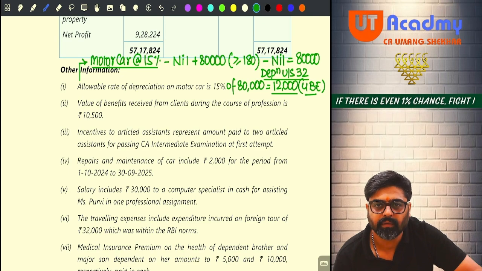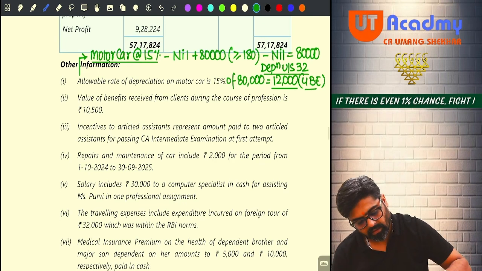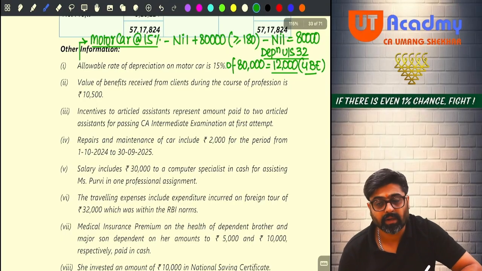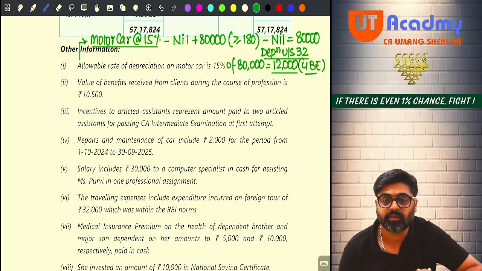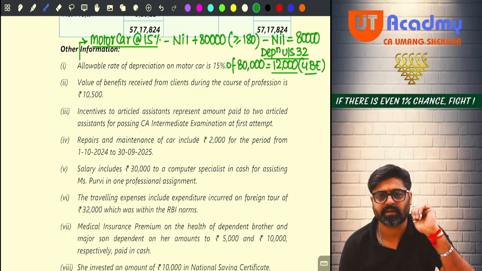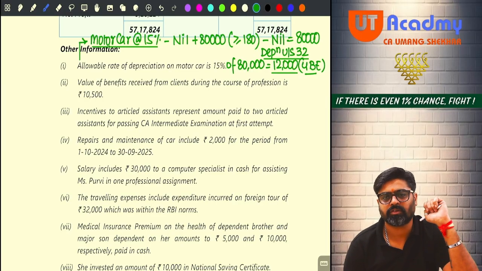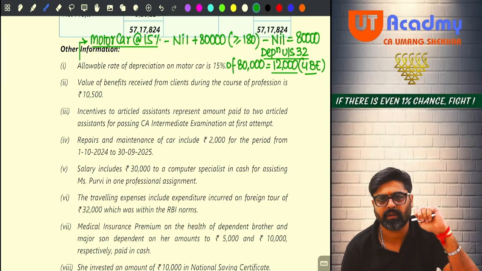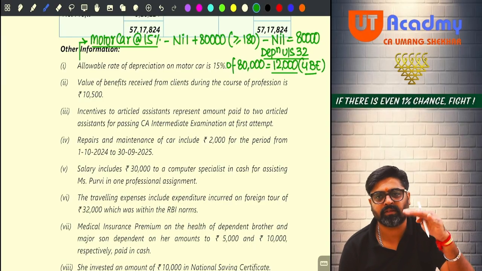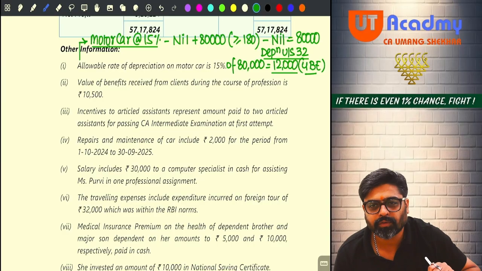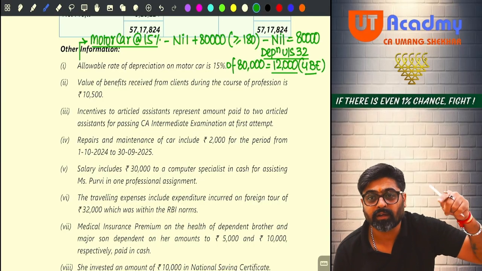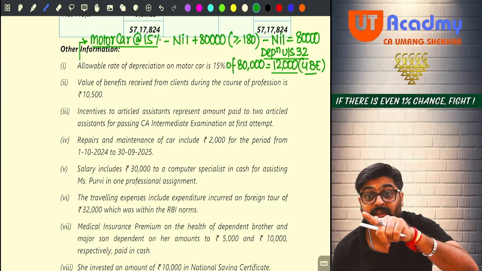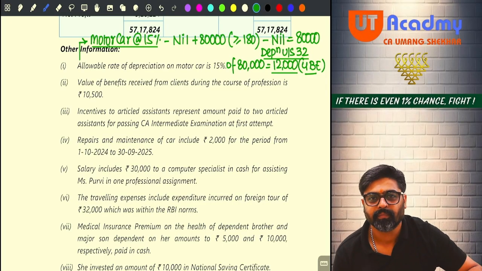Understanding? Now the next one. Value of benefits received from clients during the course of profession, 10,500. Just become a chartered accountant. You are giving services to your clients and in return your clients are paying you fees. Is it your PGBP income? Yes. So instead of paying the fees, now they are giving you benefits. Don't you think that this is a perquisite received in the course of profession? This is also your PGBP income.